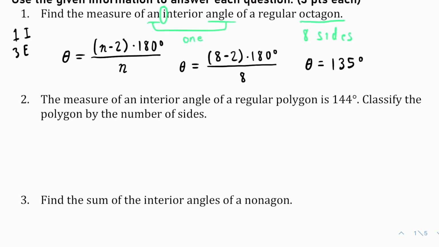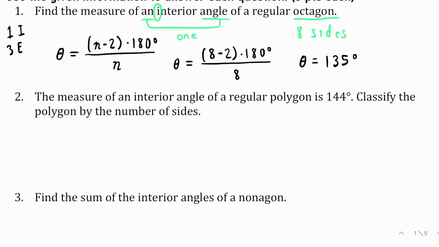Number 2, the measure of an interior angle of a regular polygon is 144 degrees. Classify the polygon by the number of sides. So again, this says an interior angle. So an angle means just one. And then the interior tells us that we're going to use the formula with a 1 in it.